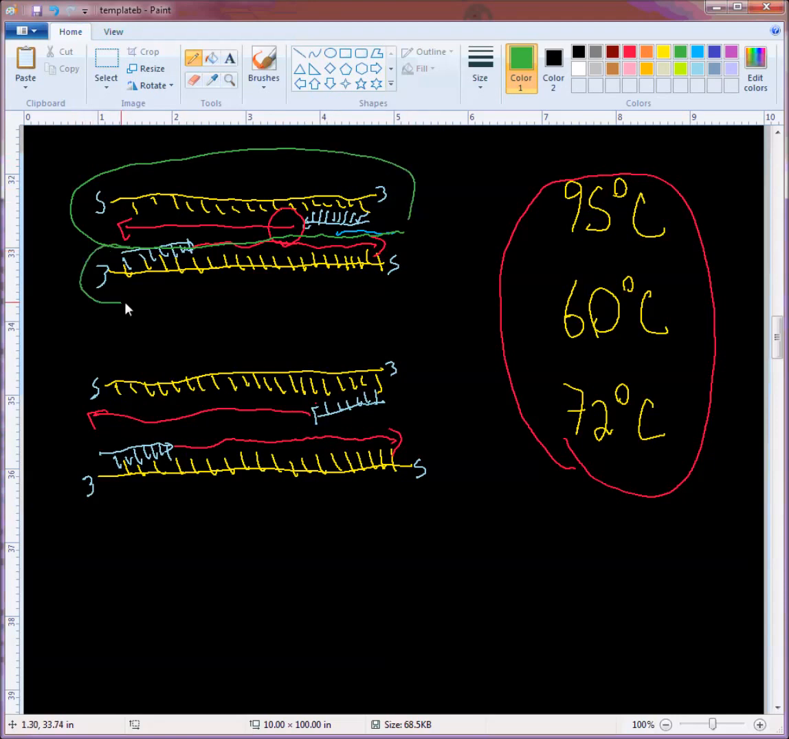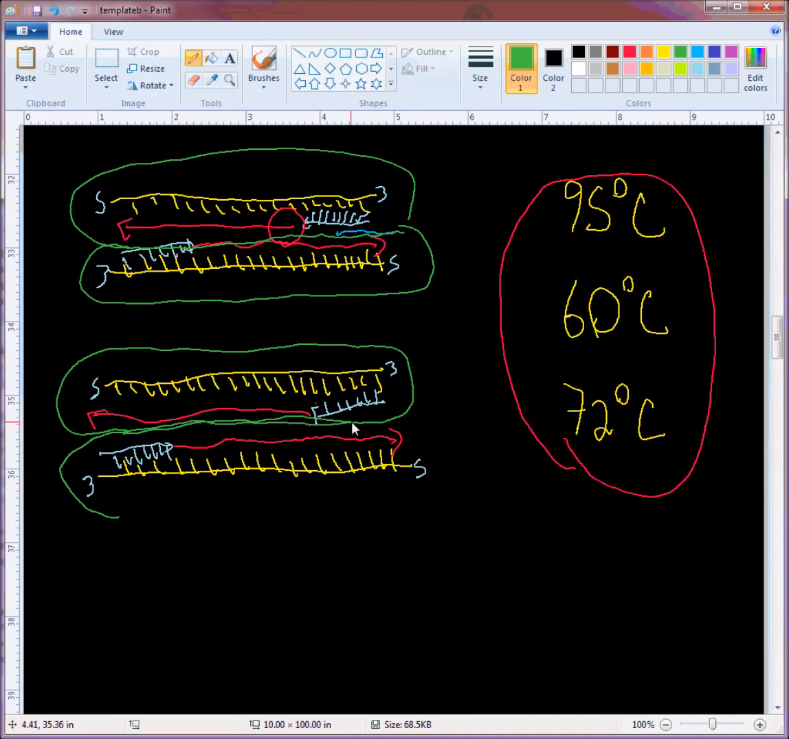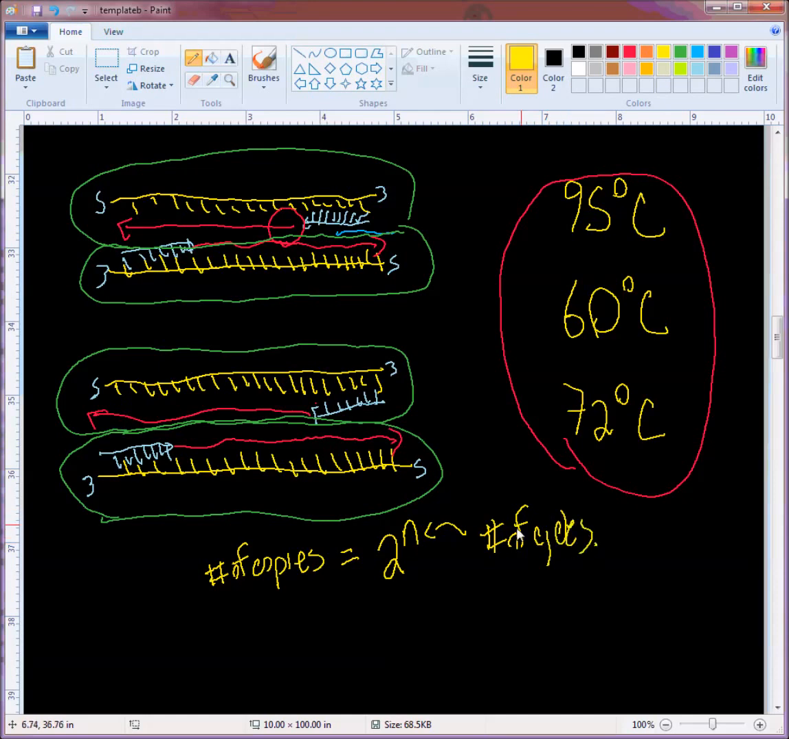So if we wanted to calculate how many copies we're going to make with each round of replication, we have a certain formula for that. Let's see how this formula works. So the formula is number of copies equals 2 to the n, where n is the number of cycles. So let's say we didn't cycle at all. Let's say we had 0 cycles. We never even ran the reaction. How many copies would we have?